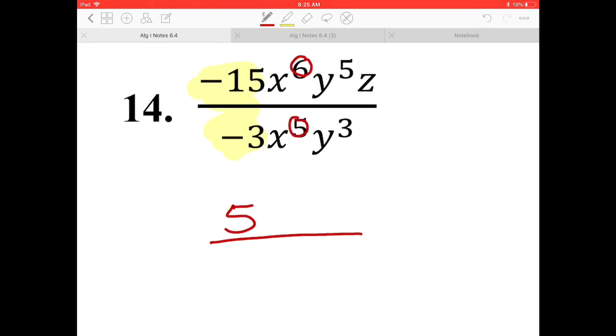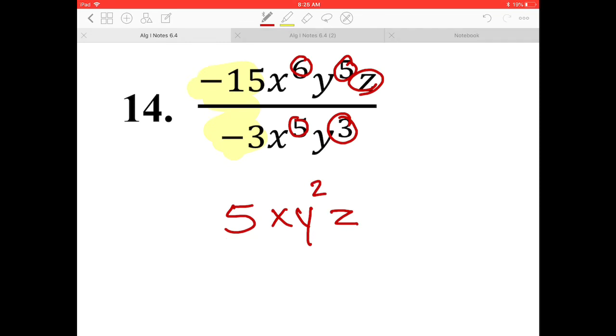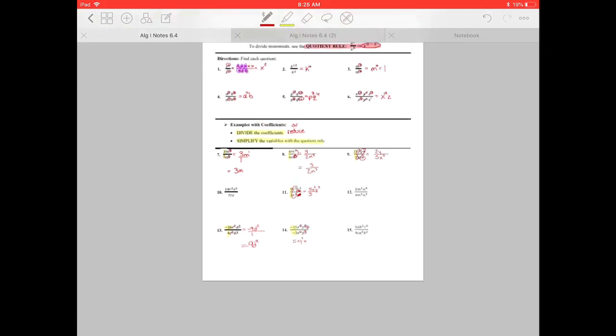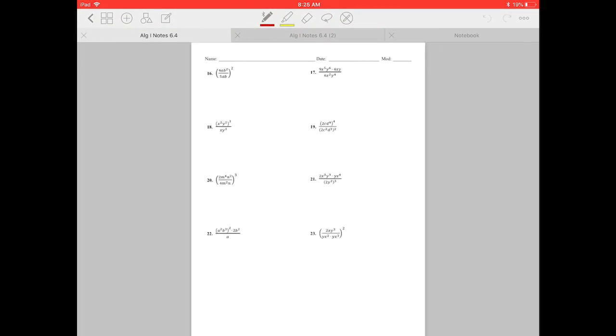X's, we have 6 minus 5, and that's 1 in the top. Y's, 5 minus 3, and that's 2, also in the top. And then just the little leftover Z. So I actually didn't need to leave this as a fraction. Maybe I can erase it. Love it. Okay, so that's the basic gist of how the quotient property works.